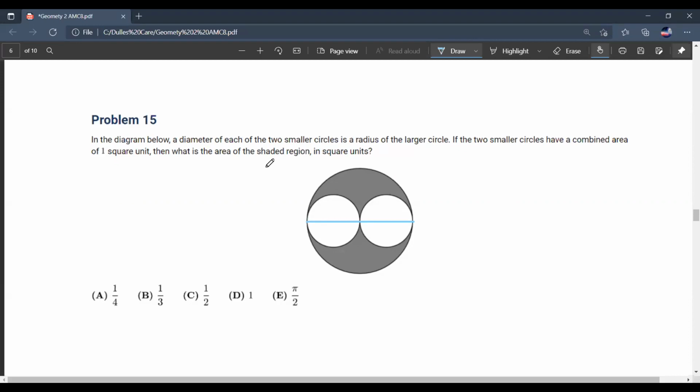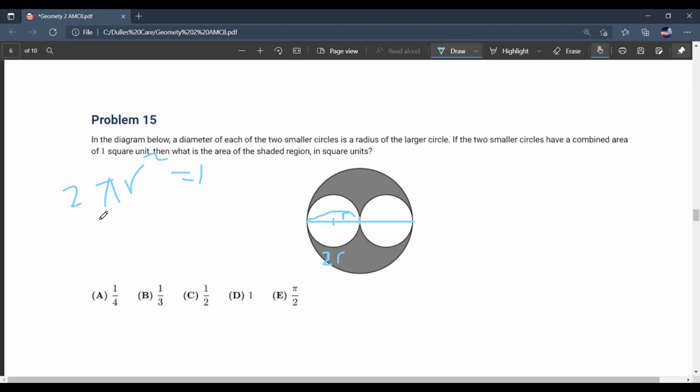Let's say that the radius of the smaller circle is r. So this length is r. Then the radius of the large circle is 2r. So we have pi r squared times 2, so 2 pi r squared is equal to 1. And the radius of the large circle is 2r.